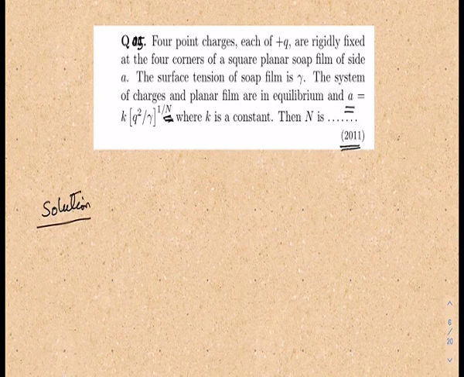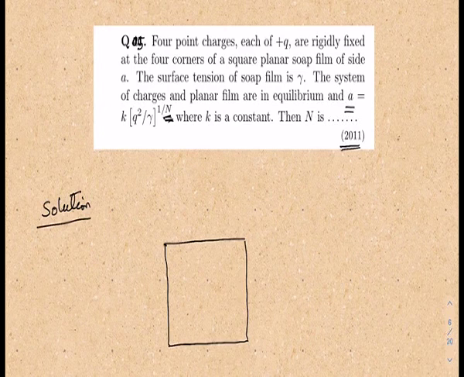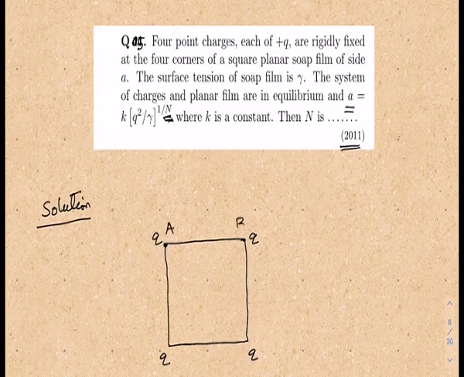So you are given a rigid square, and let me name it. The four charges are point charges, all of them with equal charge q. Let me name the corner points as A, B, C, D. Alright, so how to do this problem?